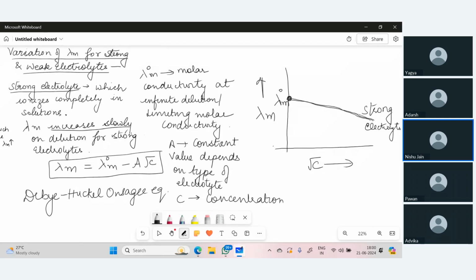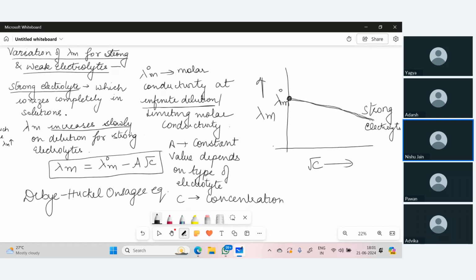Does it mean when you are adding water to the solution, the lambda m value keeps on increasing? A point will come after which, if you further add water, there will be no change in the value. It becomes constant after this, and that is the maximum value of molar conductivity, lambda m naught, at infinite dilution. It is the maximum value of molar conductivity for strong electrolytes.